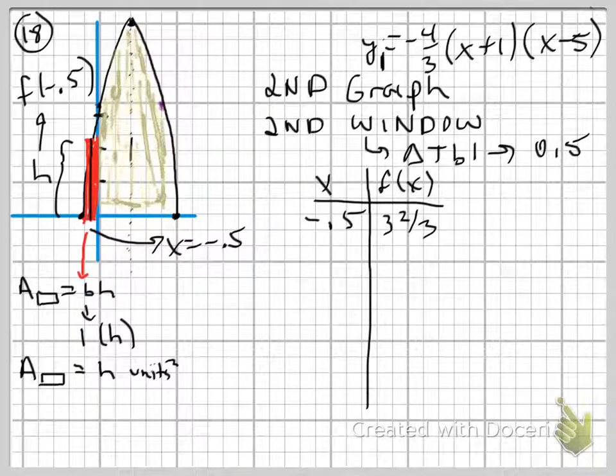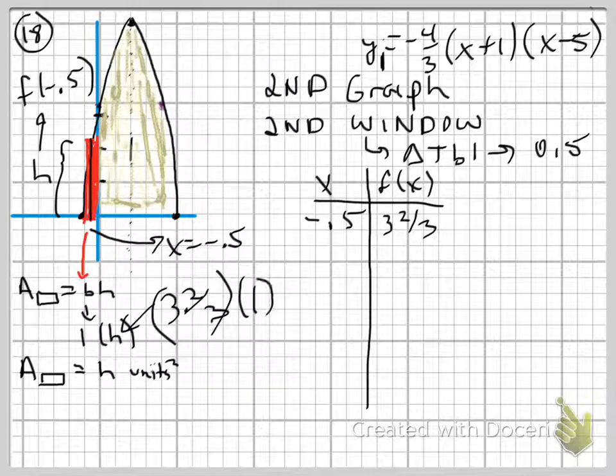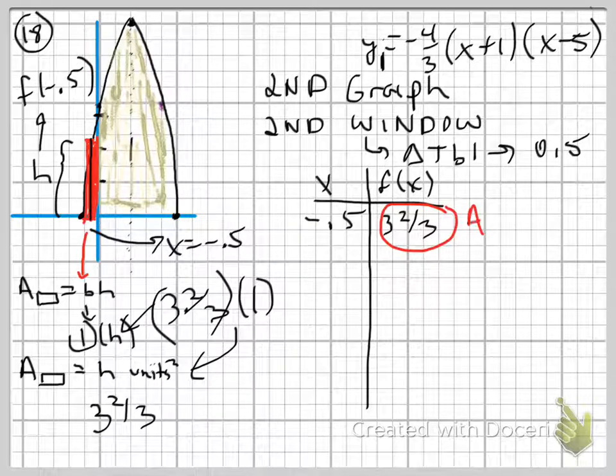So now I know that H is 3 2/3, but I have to multiply it by 1 because that's the base of it. And so my area is 3 2/3. So it turns out that this here is the area of the red rectangle. So I'm going to do the same thing with a different color rectangle for the next one.